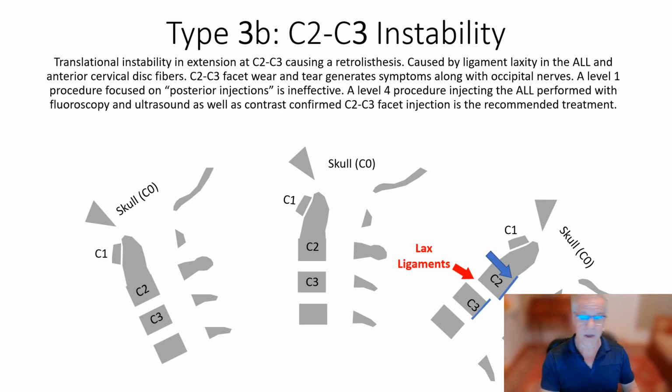Now, a type 3B goes the other direction. Now we've got C2 going backwards on C3 in extension. Now we've got a problem, right? Our lax ligaments are in the front here, and there's just no way to get at them from the back. So if we're doing a posterior injection here, it's not going to work at all. And so you've got to do a level 4 procedure where you inject that anterior longitudinal ligament, and that ligament runs right on in here. And that's how you fix or treat something like this.